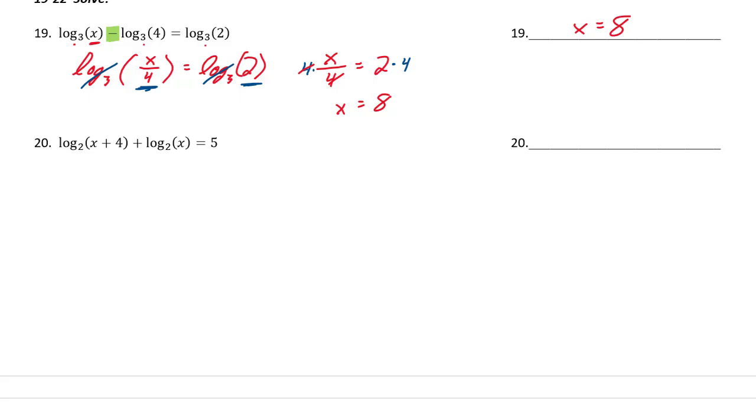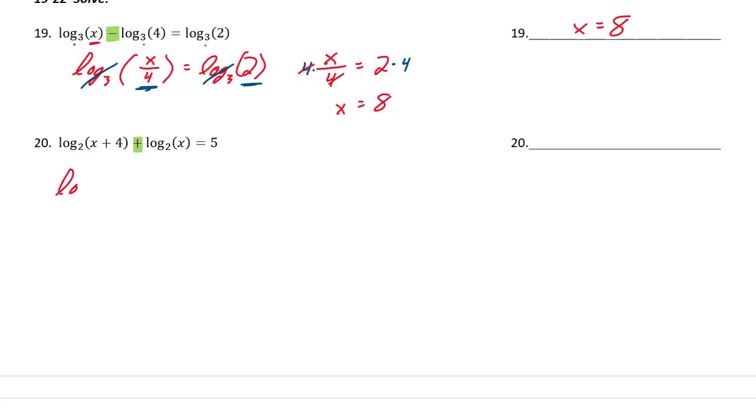Moving on to number 20, it's got a very similar start, but notice the right side this time is not a logarithm, so I won't be able to do the cross out the logs or drop the logs situation. Here, though, I will need to recognize that it's now a plus in between, so instead of dividing like I did in number 19, I'm actually going to multiply it.